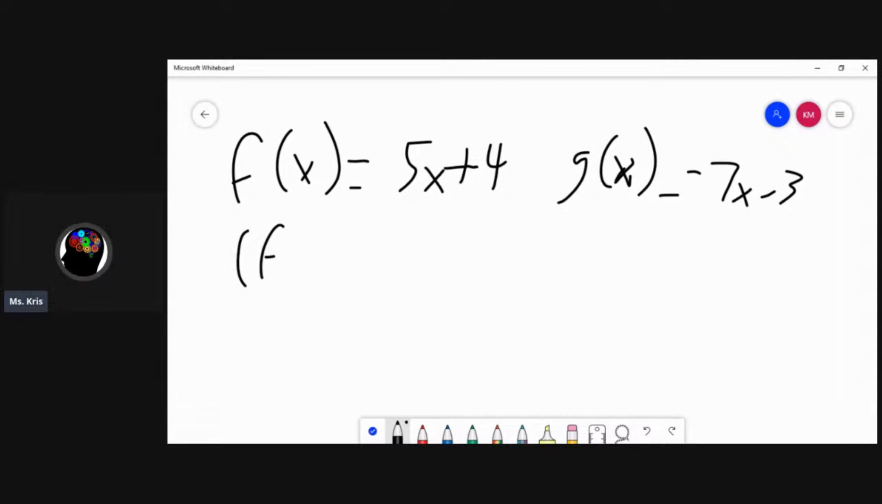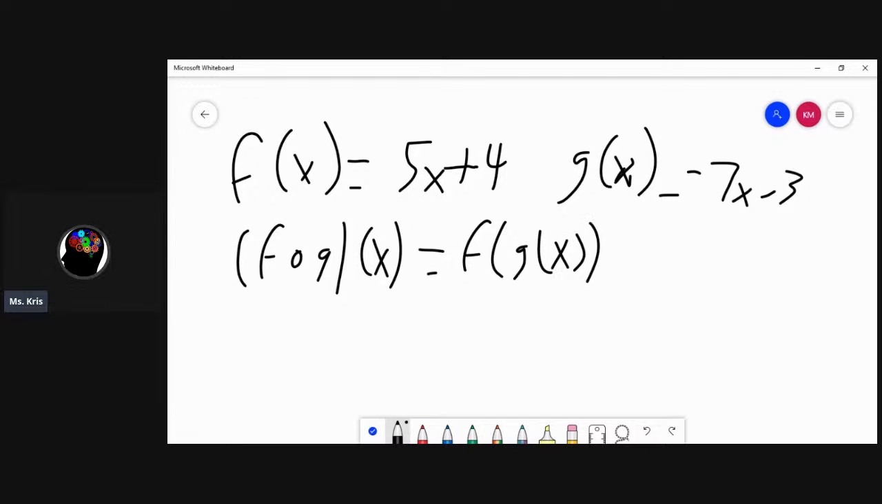So if I have f of g of x, that simply means f as it relates to g, as a function of f of x. So now you have 5x plus 4 as your function.